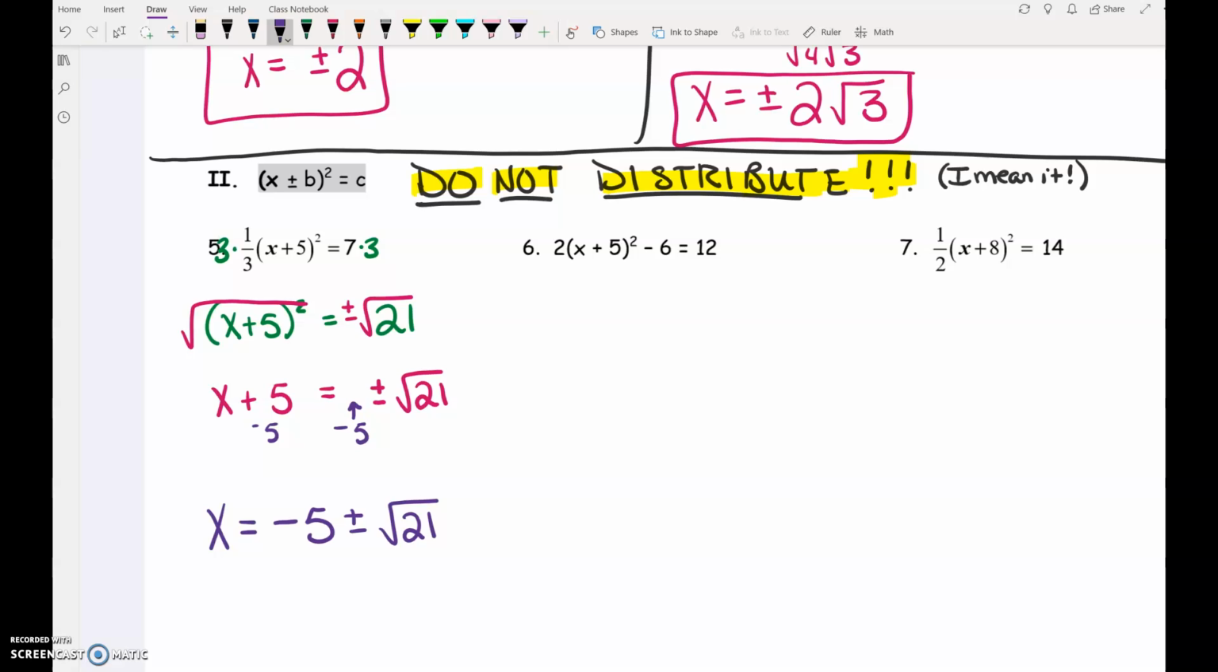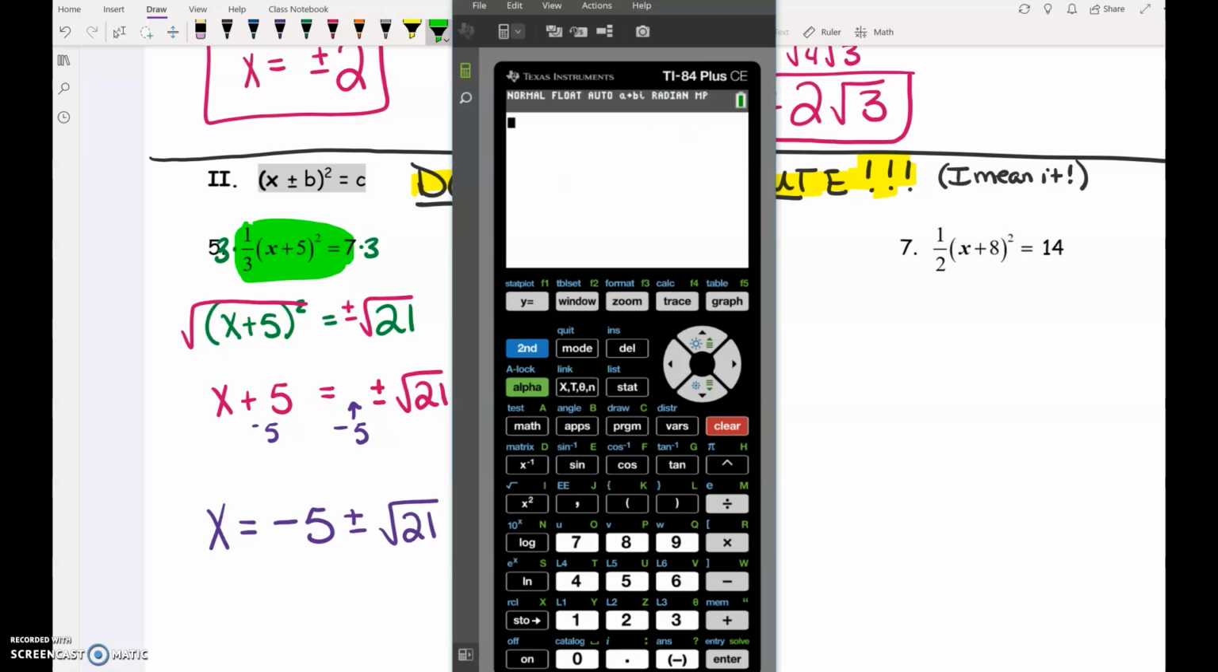Now, if I asked you to take this original problem, 1/3 times x plus 5 squared equals 7, and graph that and tell me where does that cross the x-axis, you could figure that out by plugging this into a calculator. You'd have to do negative 5 plus the square root of 21. So one of our answers is negative 0.42. Then negative 5 minus the square root of 21. Your other answer would be negative 9.6, approximately.